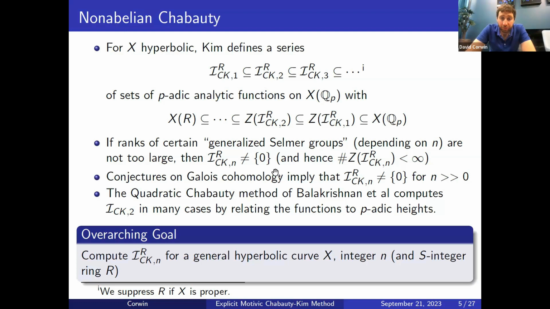Now, the quadratic Chabauty method, which you've also been hearing about, is really in the case that n equals 2. There's a lot that can be done in the case n equals 2 because of the relation to p-adic heights. And so my overarching goal, and the point of this talk, is about computing these sets of functions for n greater than 2, let's say for a general n.